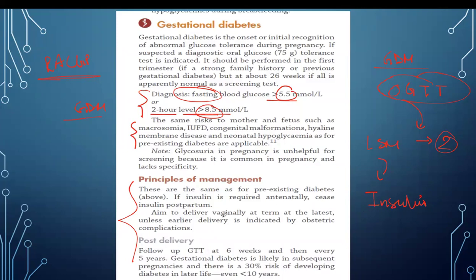These patients can also have delivery at term. Post-delivery, this is very important. According to John Murtagh, the patient should have another OGTT at 6 weeks, then every 5 yearly. Okay, so that's the gem.